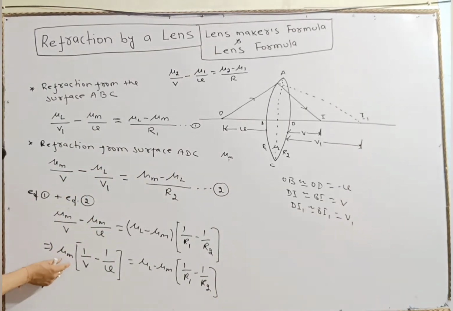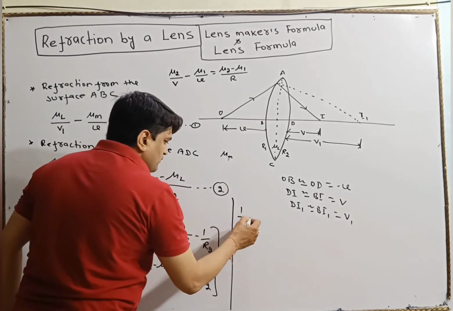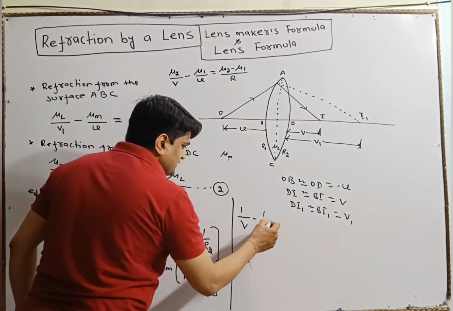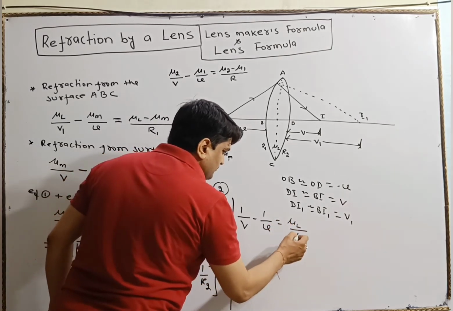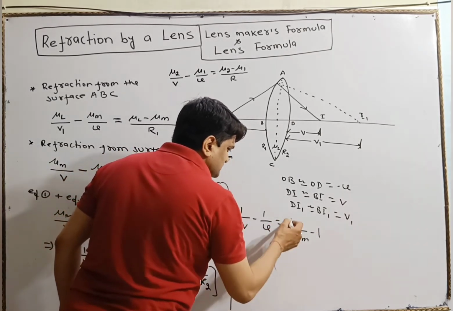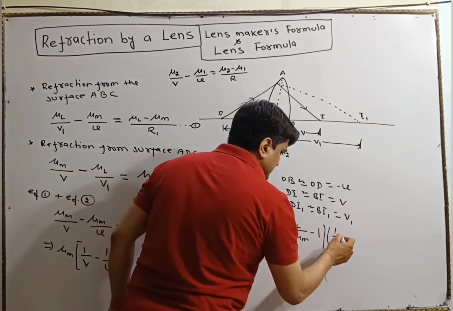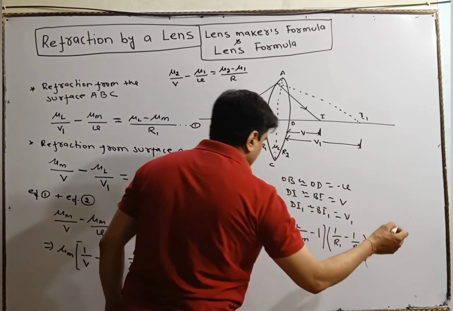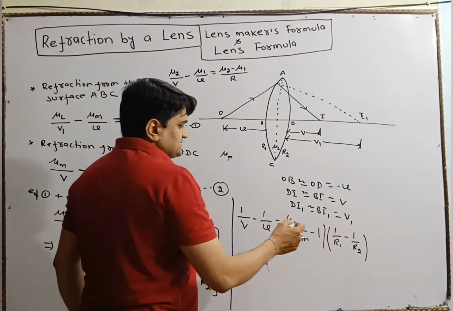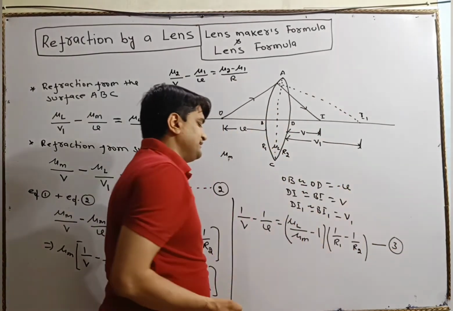Now if I divide by mu M on this side, what will we get? It will be 1 upon V minus 1 upon U equal to mu L upon mu M minus 1, multiplied by 1 upon R1 minus 1 upon R2. This is equation number 3.